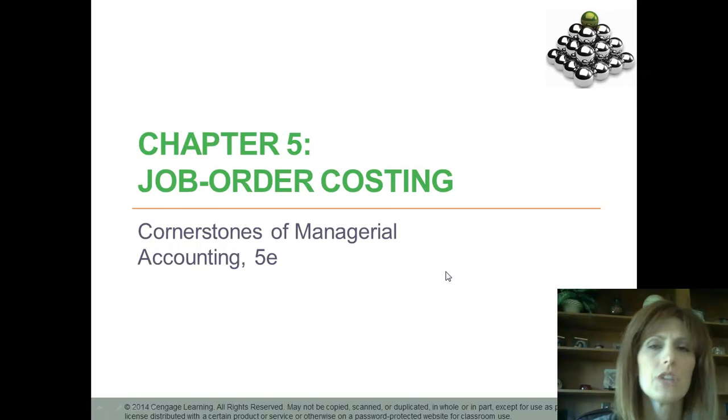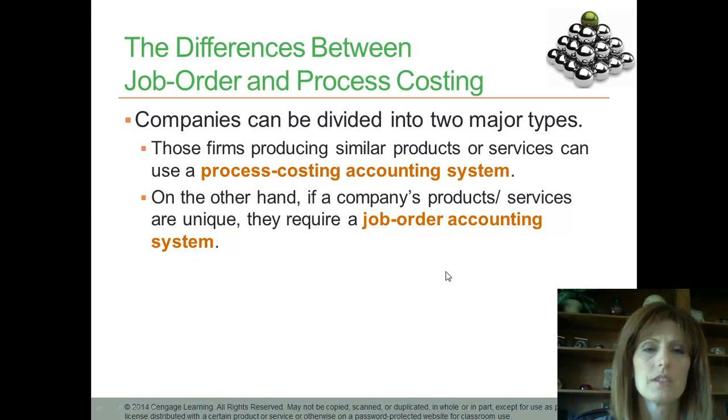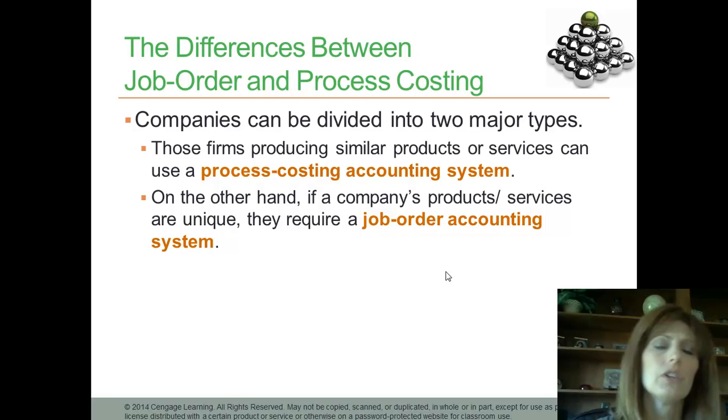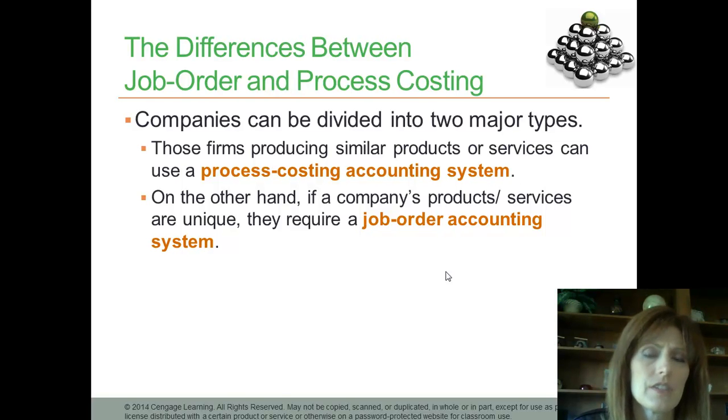Hey, welcome to Chapter 5 on job order costing. We're talking about, in Chapter 5 and its sister chapter, Chapter 6, job order versus process costing. We're looking at ways that a company manufactures its product or provides its service that would help you to determine which costing system makes the most sense so that you can accurately keep track of the costs and hopefully use it to set your pricing.